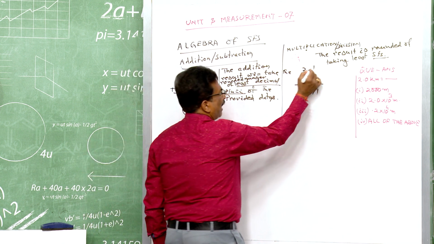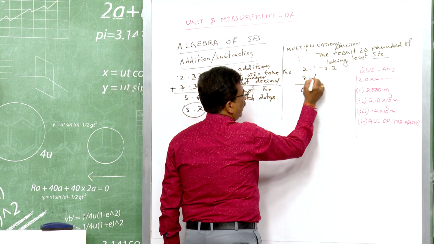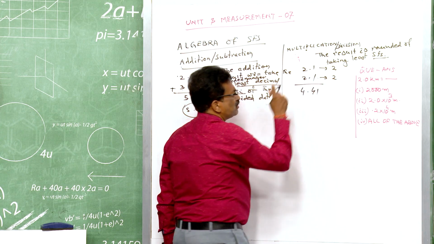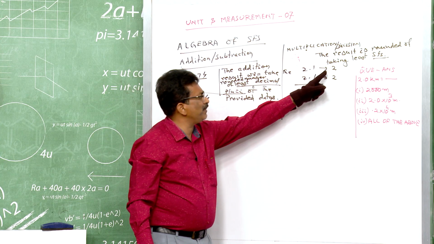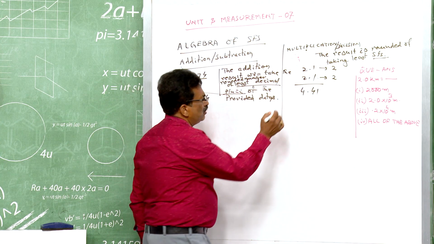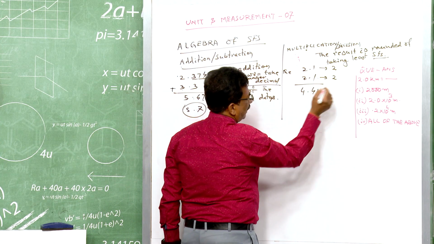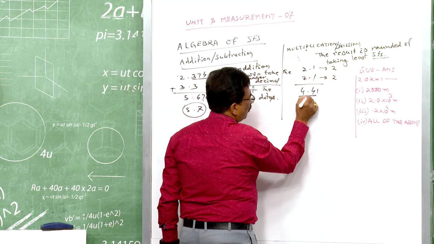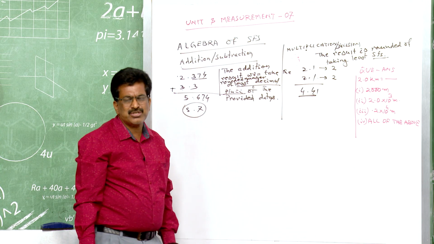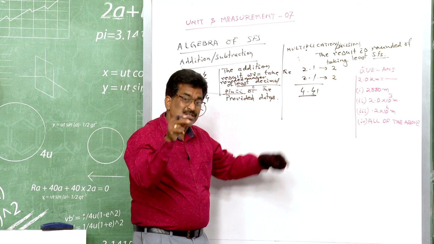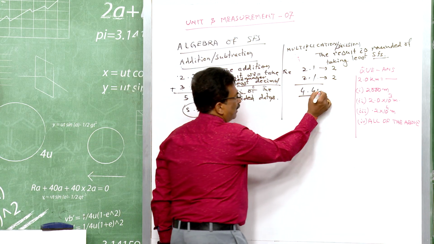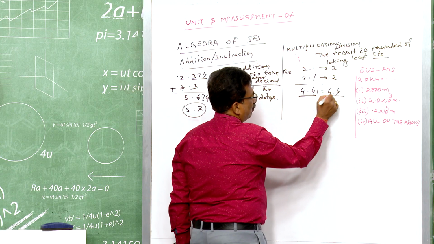You see here, how many significant figures? 2. Here how many significant figures? That is 2. So you have to take the least significant figures, and the least one is 2. So you will go up to 2 significant figures, means 4.4. But then it is 1, and 1 is less than 5. So the result will be 4.4.